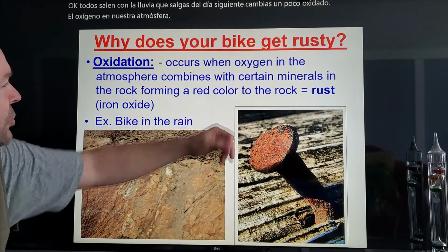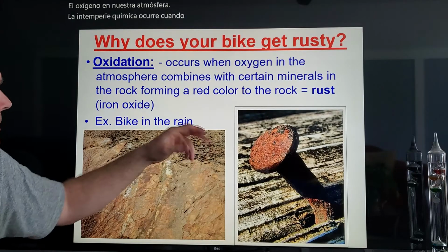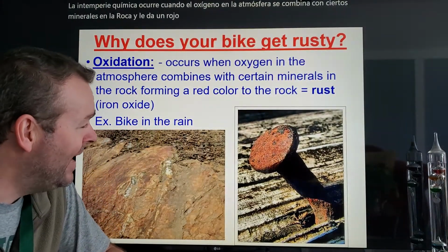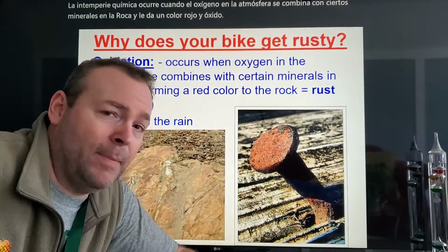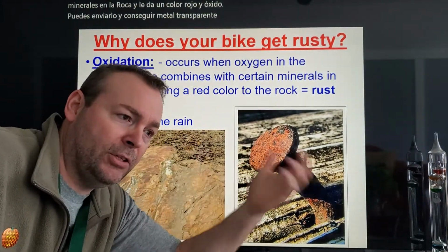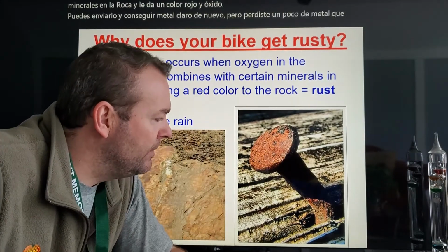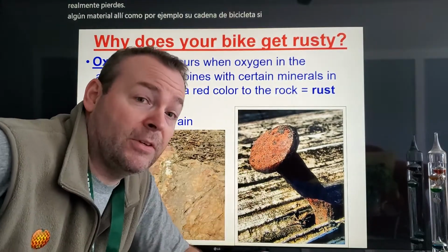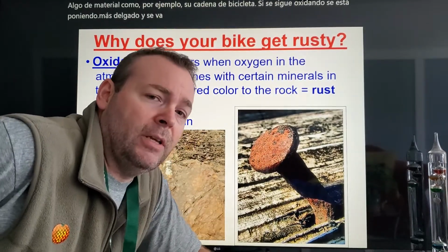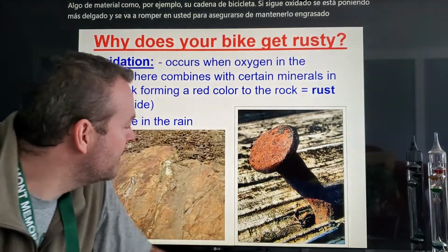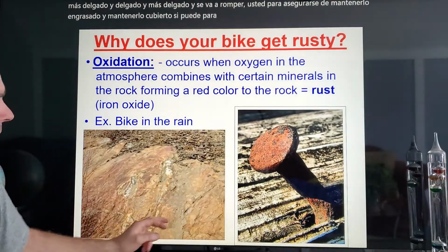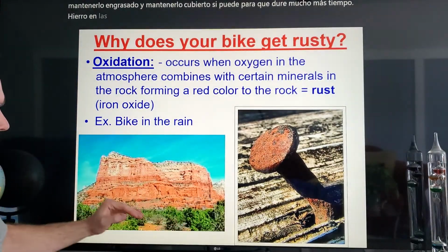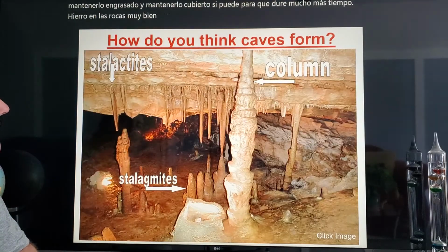It occurs when oxygen in the atmosphere combines with certain minerals in the rock and gives you a red rust color. And you can sand it down and get clear metal again, but you lost a little bit of metal. You're actually losing some material there. Like, for example, your bike chain, if it keeps getting rusty, it's getting thinner and thinner and thinner, and it's going to snap on you. So make sure you keep it oiled and keep it covered if you can so that it lasts much longer. You can see the red in the rocks here. Again, that's from iron in the rocks. All right? Beautiful layering, sedimentary, and of course the red iron again.